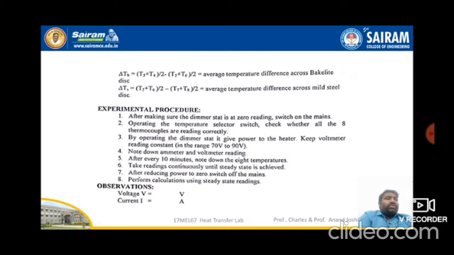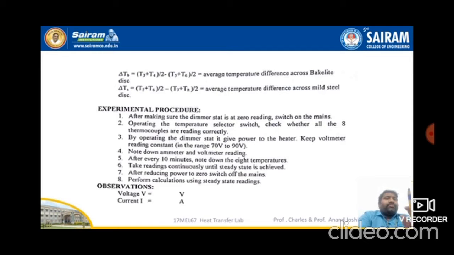We have to check that all thermocouples are giving readings. By operating the thermostat, it gives power to the heater. Keep the voltmeter reading constant throughout the experiment, that is 70 volts to 90 volts. Don't disturb it; avoid any fluctuation in the voltage and current.